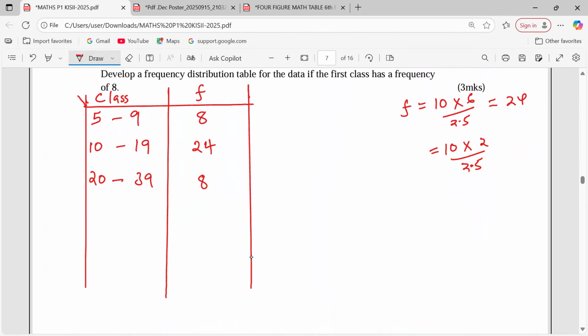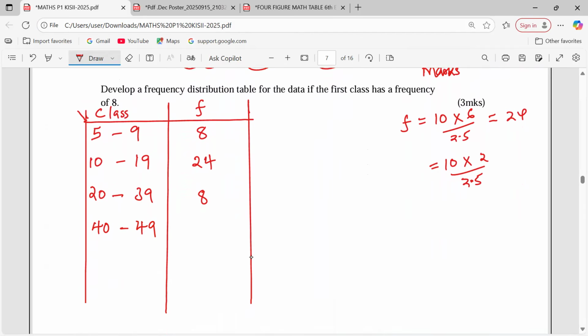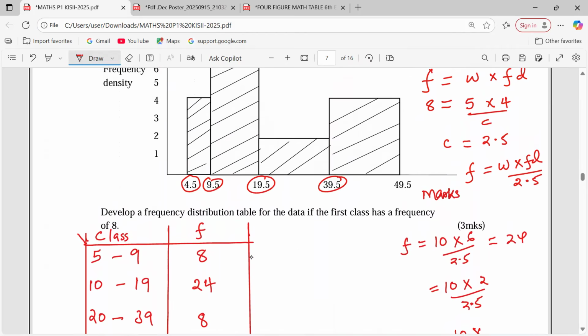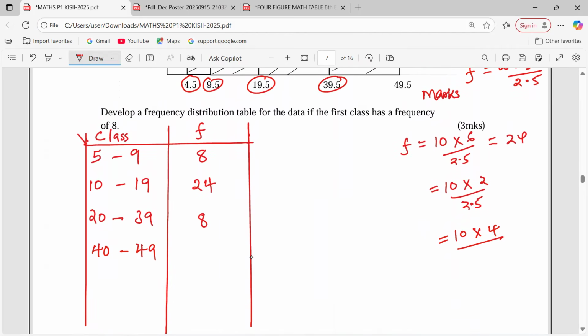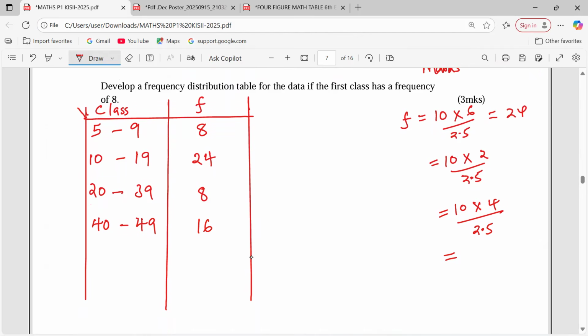And finally, from 40 all the way to 49, the class width is 10. So we talk about 10 multiplied by the height, which is the frequency density. The height there is exactly 4. Then for us to get frequency, we divide by 2.5. This is equal to 10 times 4 divided by 2.5, which is going to be exactly 16. So now we've come up with the frequency distribution table as demanded by the examiner.